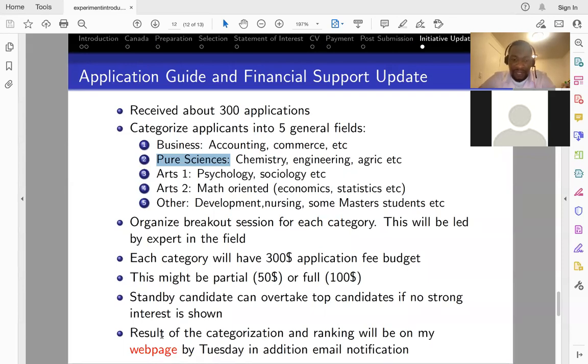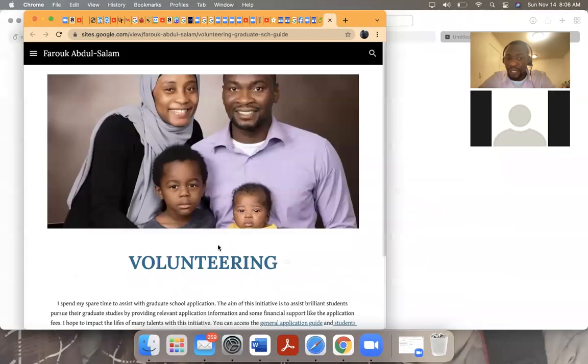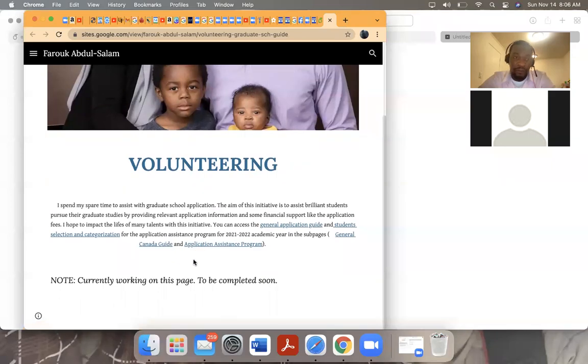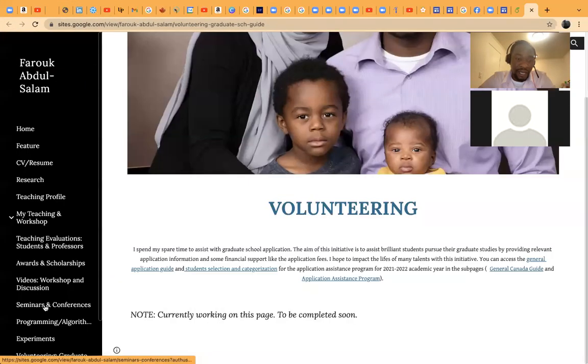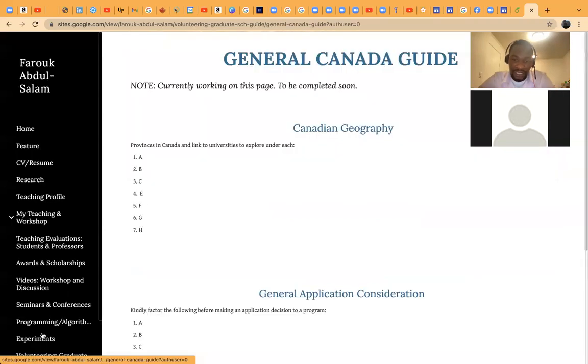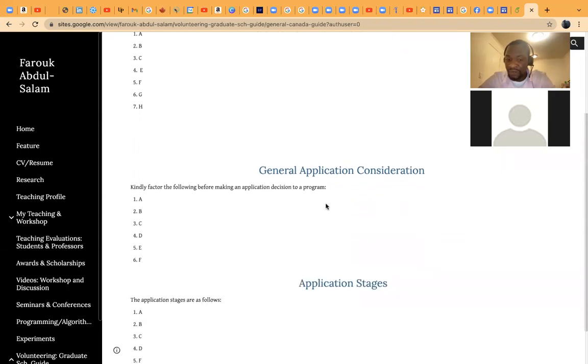Yeah, so in terms of the categorization, I thought I was going to finish compiling the list. I think I'm still receiving more applications as of this morning. So you can go to my webpage. This is where I'm going to put all the information. When you go to my webpage, you tend to see I have my volunteering guide here. You can get to see the general guide, which I discussed with you guys with regards to the slide today. I'll put them here when time permits. I'll give you the general application consideration that you have to make based on our discussion. I'll post the video as well.